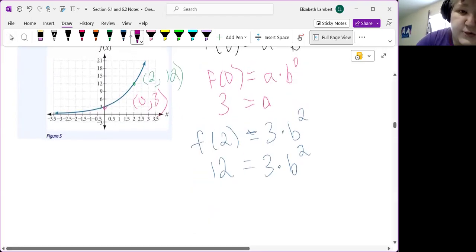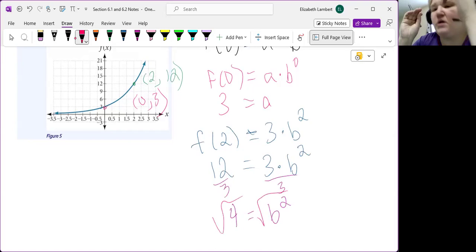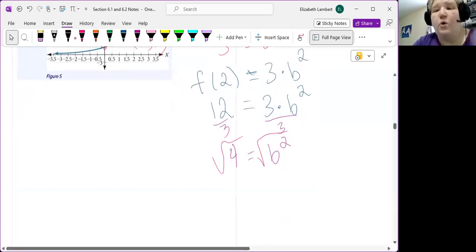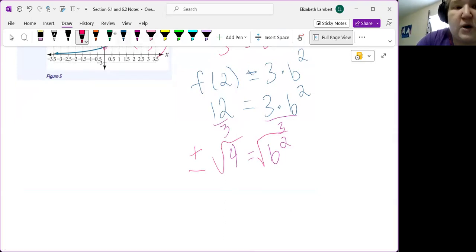And now we're just going to use our normal algebra skills to solve. Divide by 3. So we get 4. And b squared, and we know how to cancel out squares. We square root. Now here, we are applying a square root. We consider the plus or minus. B is not allowed to be negative for an exponential function. So we can throw out the negative. Our only answer here is positive. So B is 2.